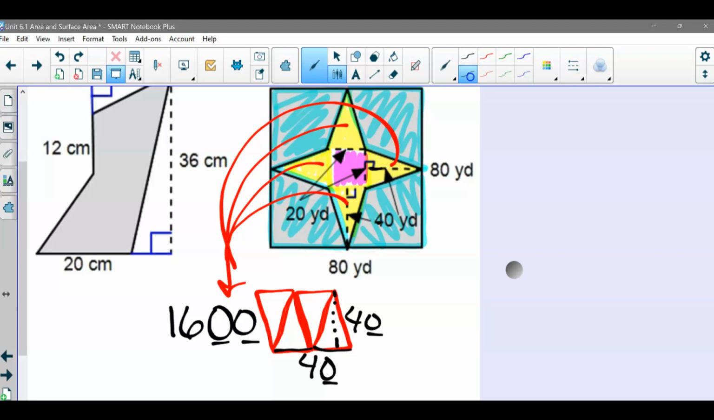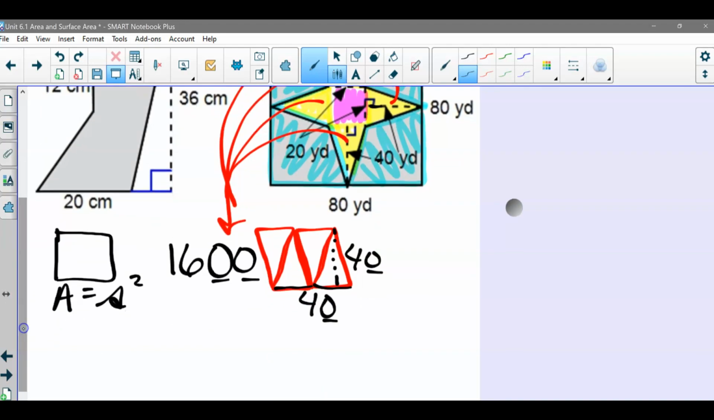So first, let's do the square. I would draw a square, so I know that this is for my square, just to keep myself straight. All right, and then we have the side is 80, yeah? So what's 80 times 80? Put your 2 zeros down. What's 8 times 8? 64.